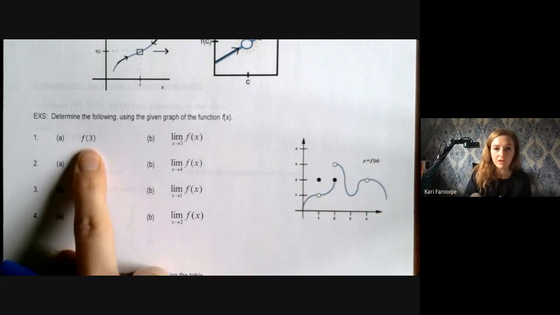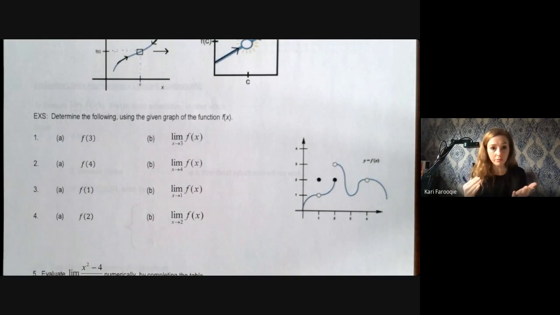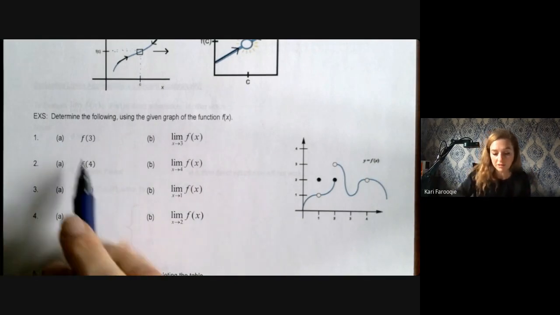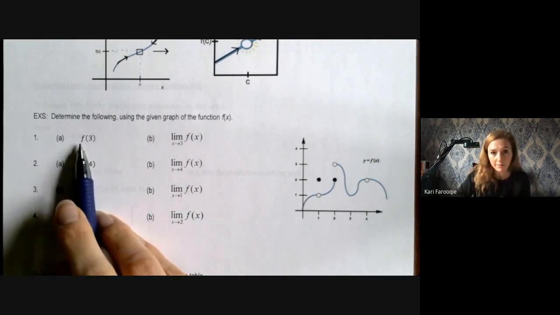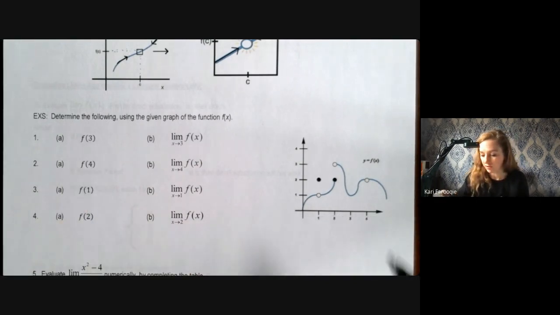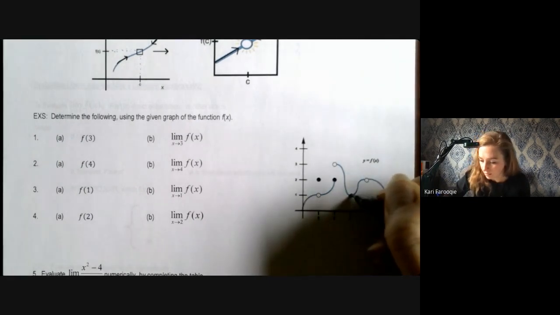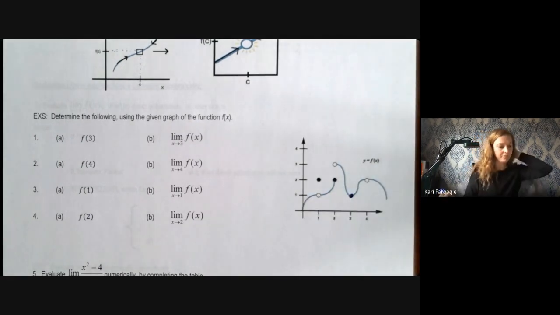The first thing we're going to find is f of 3. Remember we talked last week about looking at function values, and we said that this just means what is the value of y when x is equal to 3. So as I'm looking at my x-axis and I'm looking at x equals 3, well, the value of y would be right here.